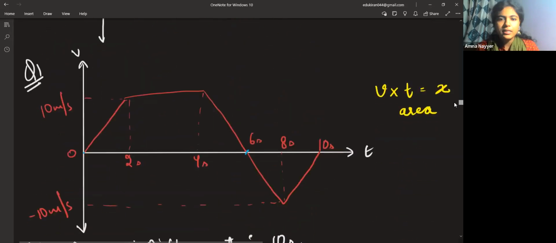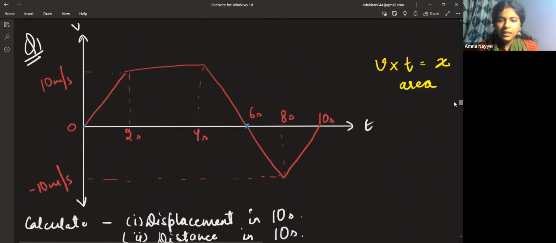Question by yourself, then I'll discuss it with you. See, make the graph first. I'll discuss each part one by one. Just make it first. This is the question.